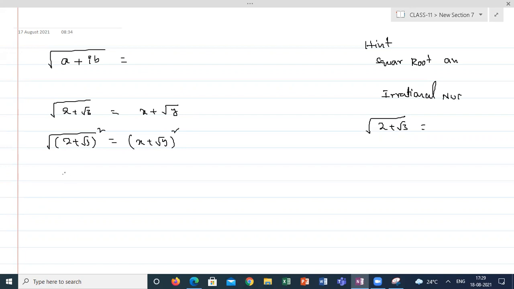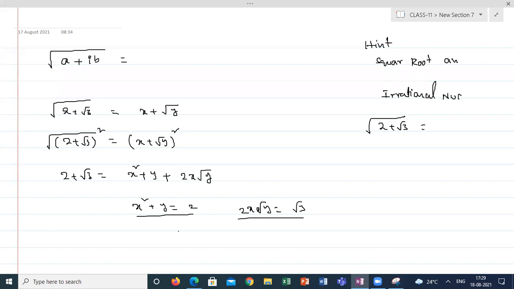What will I get? 2 plus root 3 is equal to x square plus y plus 2 into x into root y, that is 2x root y. Correct? So you are having two equations, and 2x root y is equal to root 3. How can we solve these two expressions? This is one method I am saying. I am not saying this is the right procedure, but I am saying it.